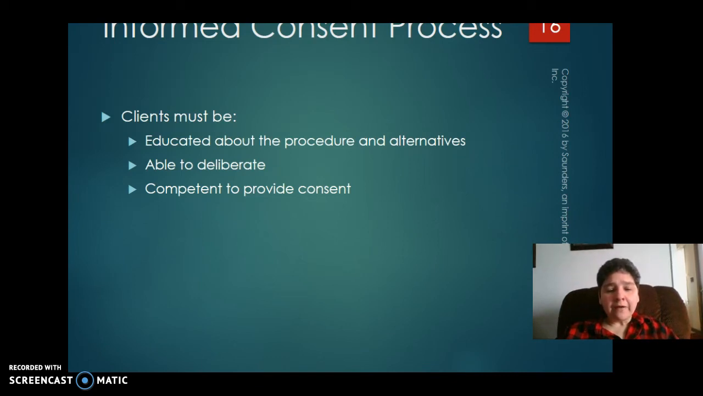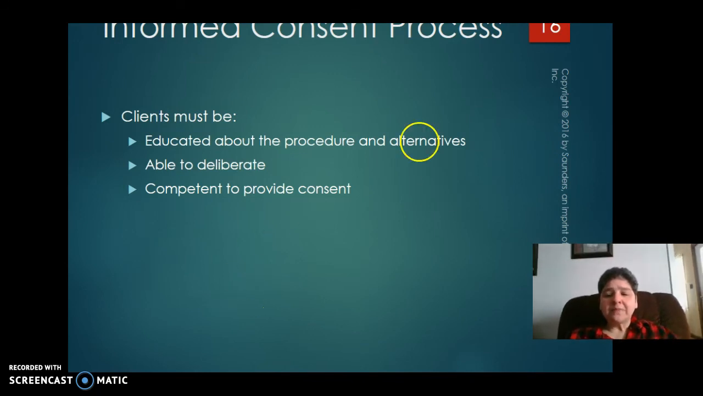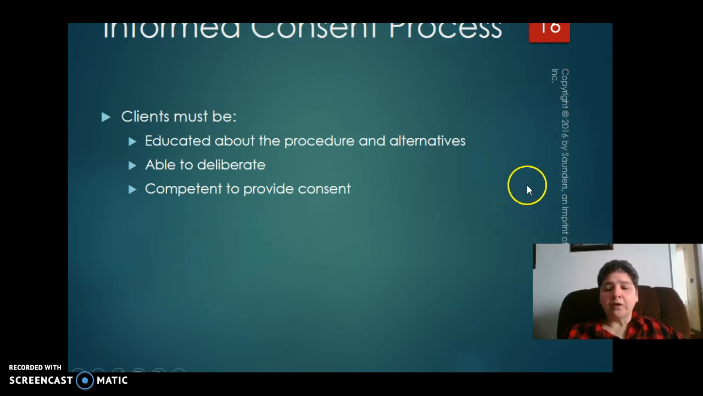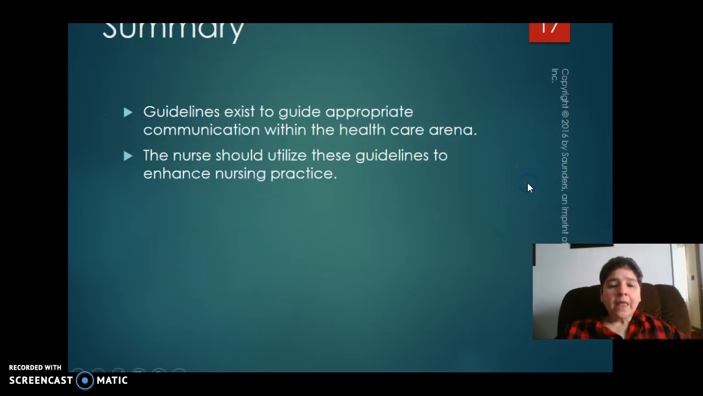Now, there are a lot of variables with this. If a person is in a life-threatening situation, an emergent situation, and they're unable to provide informed consent, and there's no one around also to do it, like say they had a tragic accident and we're providing medical care, that's different. Those types of things are okay to provide care in those situations.